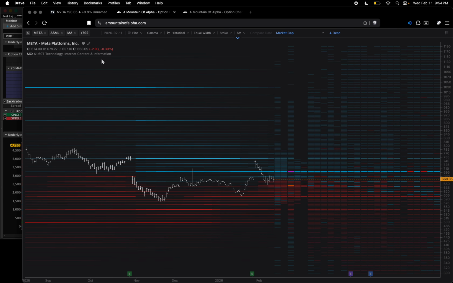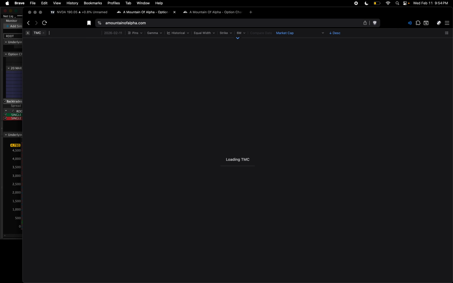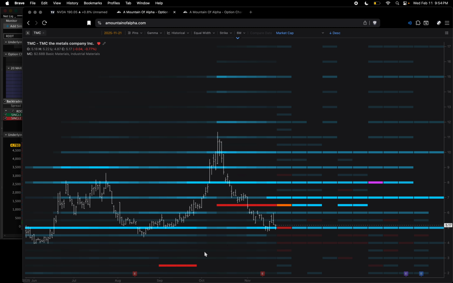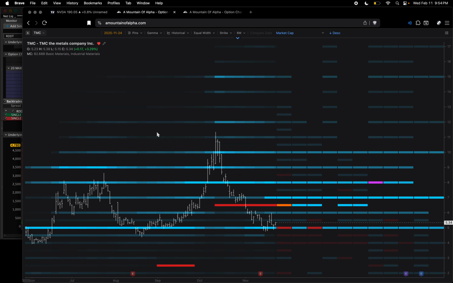LVS was interesting. TMC was one. I'm trying to give examples of the ideas. Now, my strategy was kind of different back here than it is now. But look, here's an example. You see all of the calls here? This is gamma, by the way. That's gamma. It's not even delta.